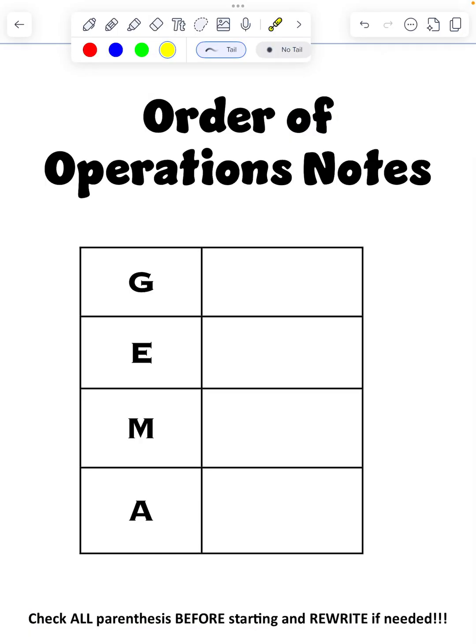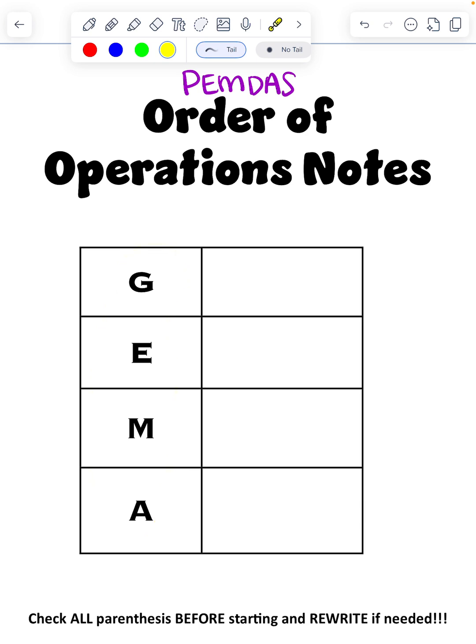All right, guys, today we're going to start talking about order of operations. This year we're going to refer to order of operations as GEMA. So you can see that right here, GEMA. In the past, you may have heard of PEMDAS. We're actually, again, going to call it GEMA, and I'm going to explain what that means.